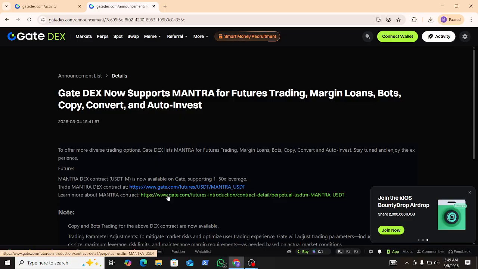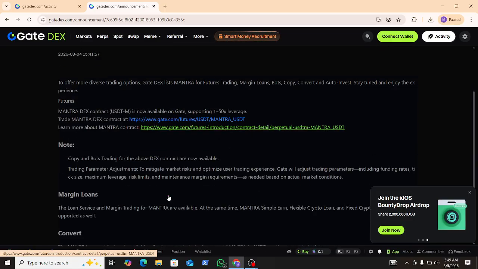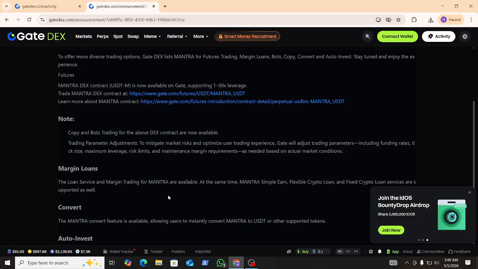Learn more about the Mantra contract. Note: copy and boost trading for the above DEX contract are now available. A trading parameter adjustment to mitigate market risk and optimize user trading experience: Gate will adjust trading parameters including funding rates, tick size, maximum leverage, risk limit, and maintenance margin requirement as needed based on actual market conditions.